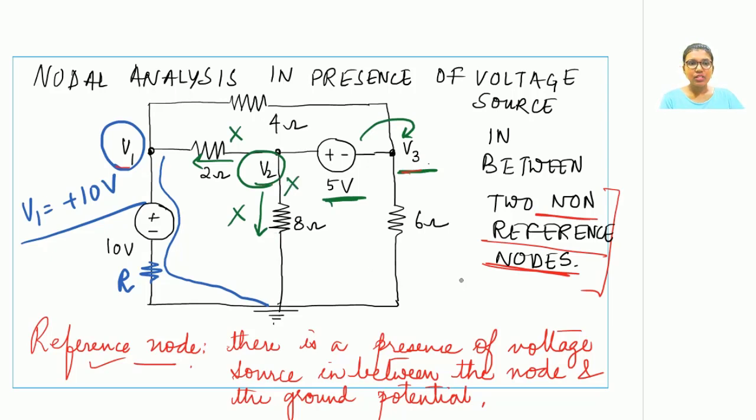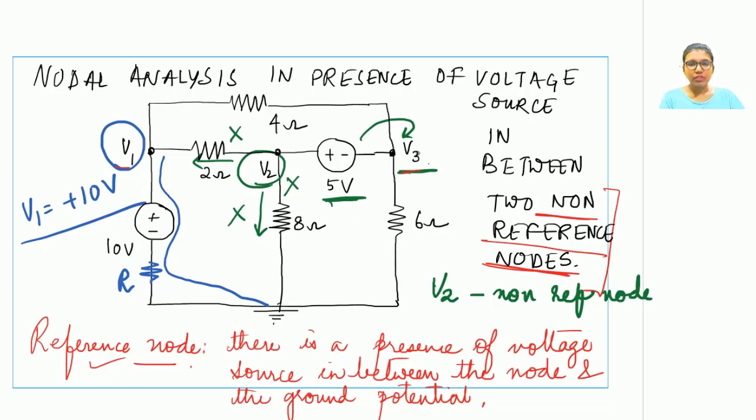Rather, V2 is a non-reference node. A node can be called a reference node if it is connected to a voltage source, and that voltage source is eventually connected at the ground potential. Only in that case, a node would be called a reference node. Under no other circumstances can a node be termed a reference node. Since V2 is not satisfying that criterion, it is called a non-reference node.